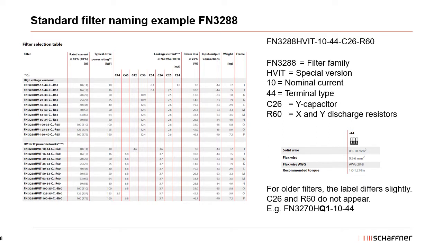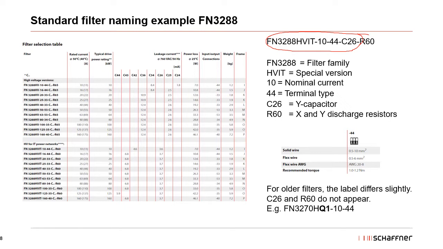Good. So here you can see different kinds of filter examples. So this is one filter series. For example, now here's FN3288, and it's more or less easy to read if you know where the numbers are coming from. So if we are looking at this example here, the FN3288 HVIT, this can be used for high voltage applications. So the operating voltage is higher than compared to the usual ones.